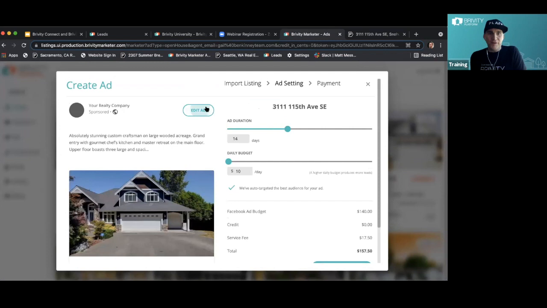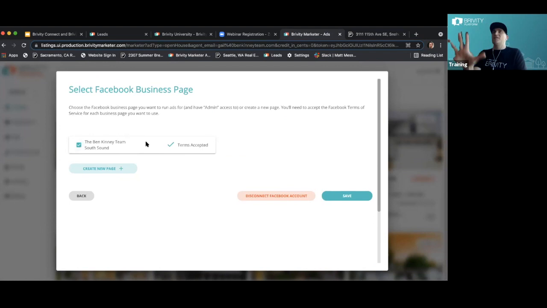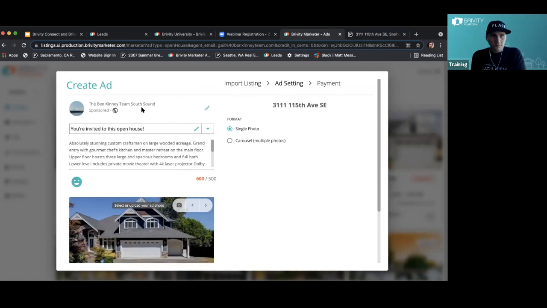The first thing I've got to do is connect my Facebook business page. If you've never done this before, Shannon, that first time, it'll make you go through that authorization process where you have to log into your Facebook and give Brivity permission to post stuff on your behalf, but you'll connect your business page in here. And so you just say, all right, good. So I've got the business page that this ad's going to run from.